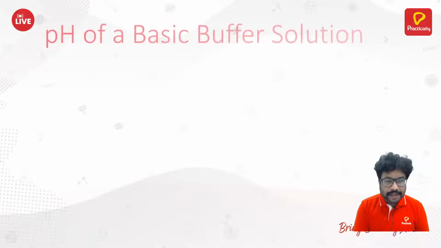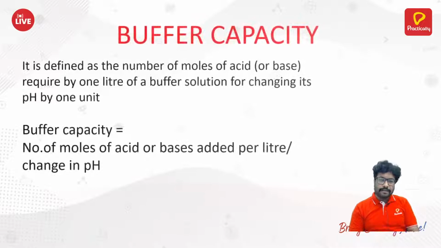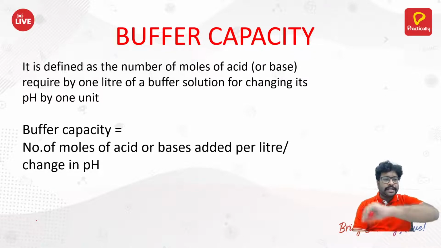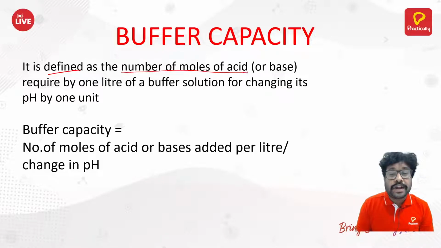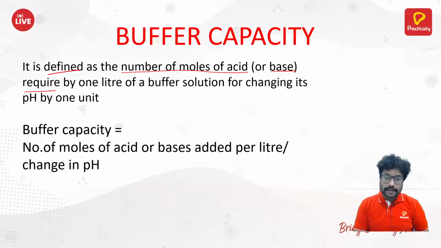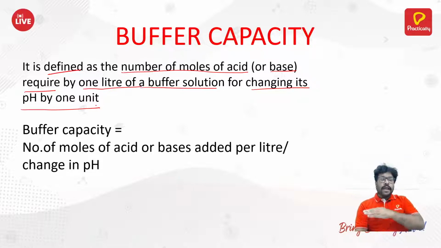There is a buffer capacity also, but I don't think it is that important to explain, because the definition is not that complicated. It is defined as the number of moles of an acid or base required by 1 liter of a buffer solution for changing its pH by 1 unit. That means, as I told you earlier, the buffer solution does not let its pH change when you add a small amount of acid or base into it.